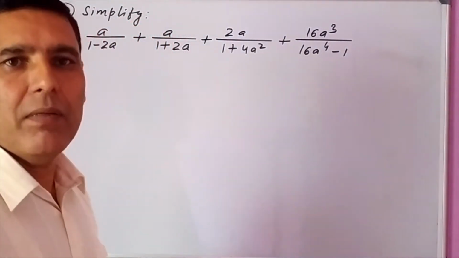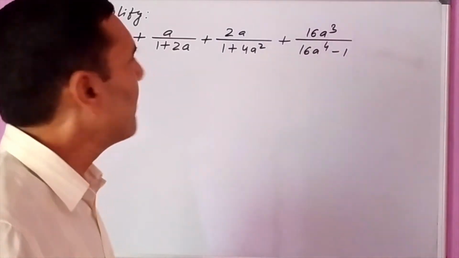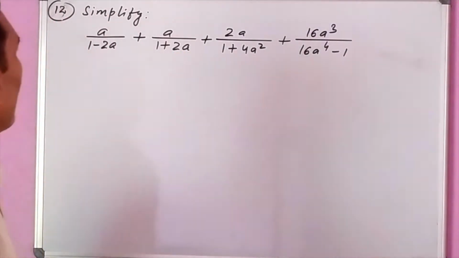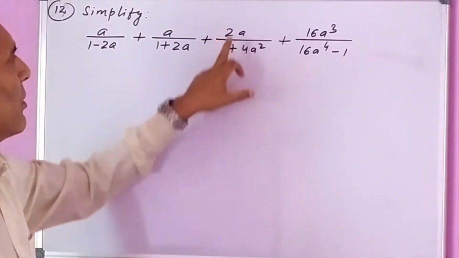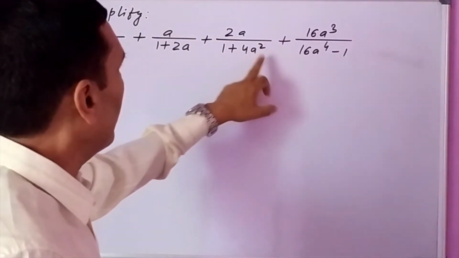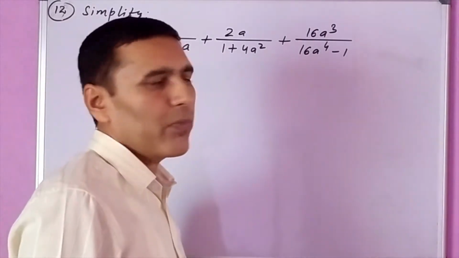Here we have another question for simplification, question number 12. Our question is like this: a upon 1 minus 2a plus a upon 1 plus 2a plus 2a upon 1 plus 4a square plus 16a cube upon 16a power 4 minus 1.